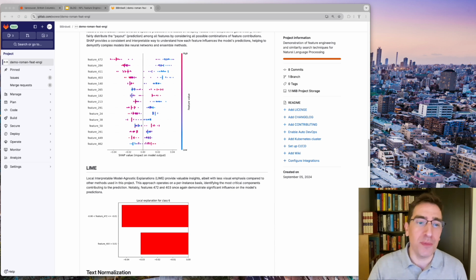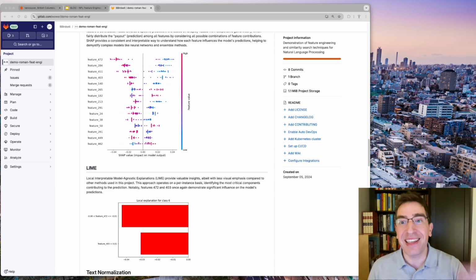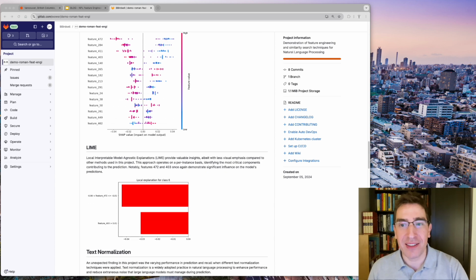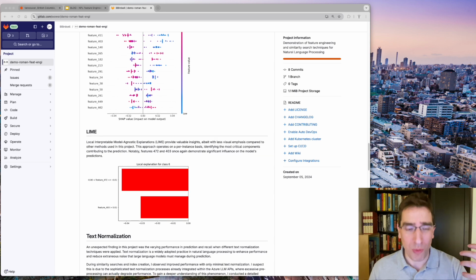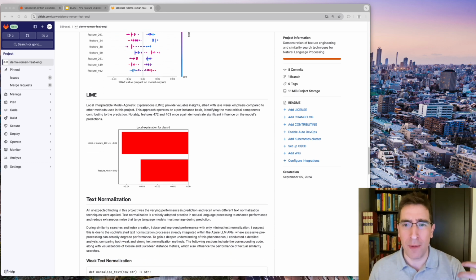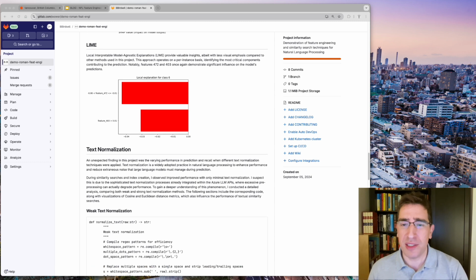LIME, the local interpretable model-agnostic explanation, is really good, because you can use it on one data point at a time, and let that explain which cluster it's going to be in. And again, with this particular sample, this chunk from volume 6, feature 472 is again a really good indicator of which cluster it's going to be in. Another thing I got really into, to try to increase performance, is text normalization.